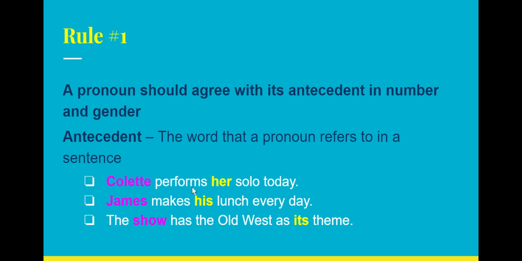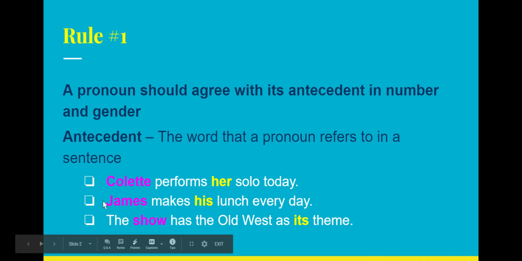So take a look at this example. Colette performs her solo today. So Colette is my antecedent. Her is the pronoun referring to Colette. They're both singular and they're both feminine, so they match up. They're in agreement. Second example, James makes his lunch every day.